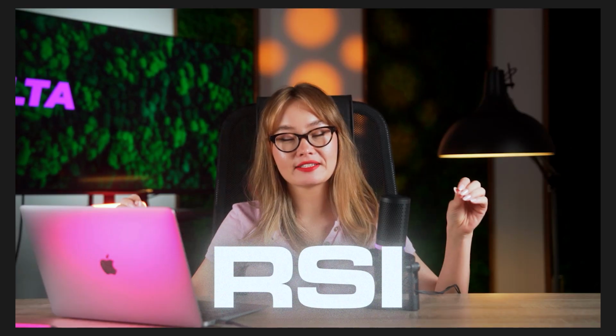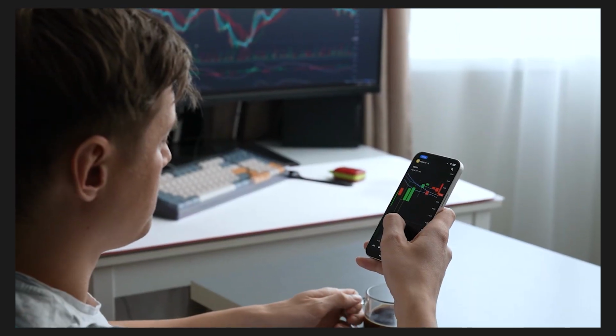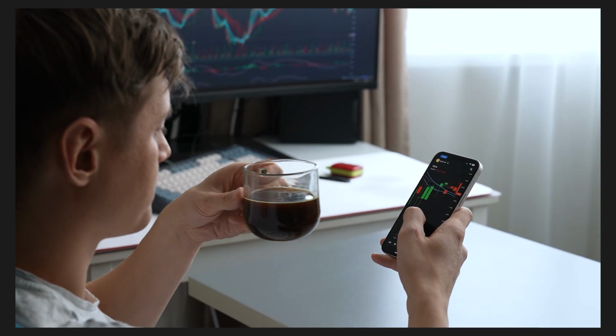Hey there! For beginner traders, no indicator is as familiar as the RSI. But do you really know how to trade with it? In this video, I'll show you how to squeeze everything out of the market using the RSI.